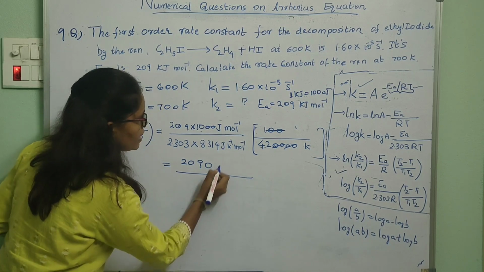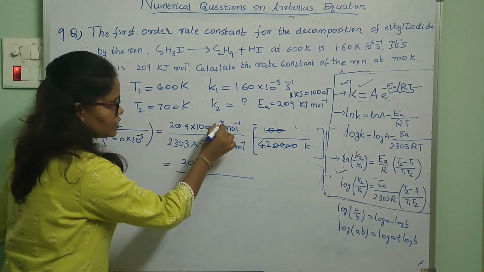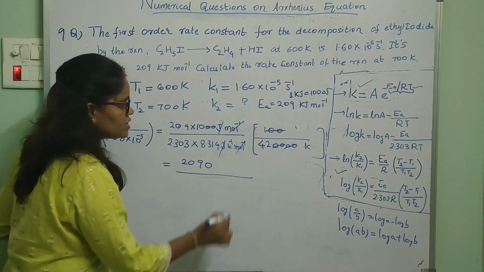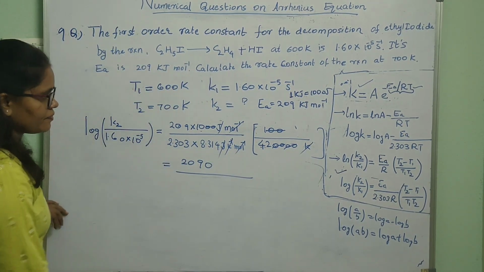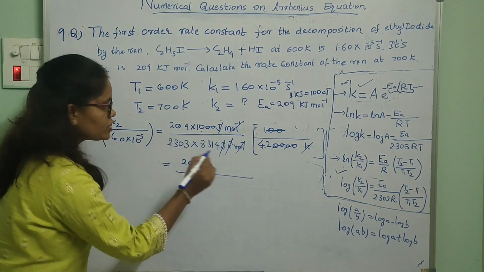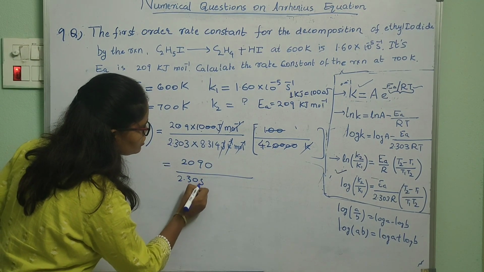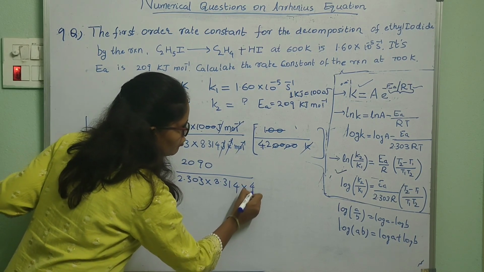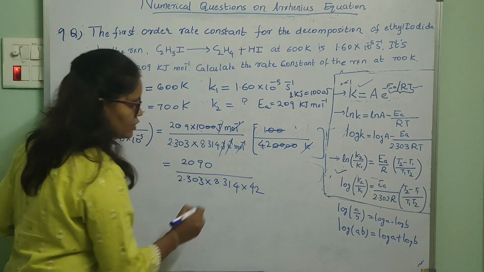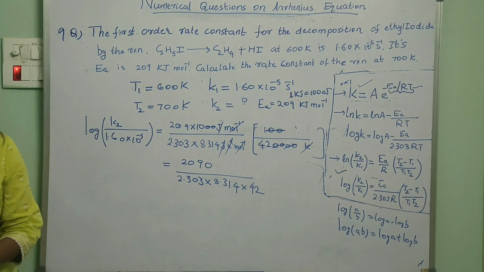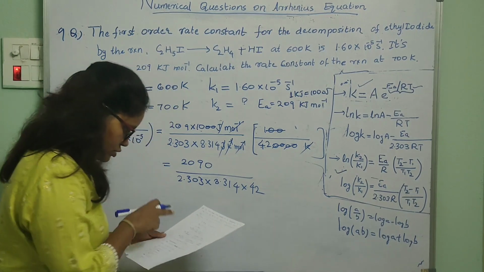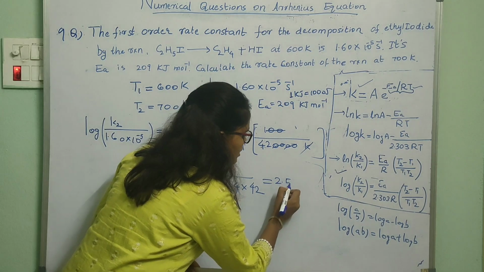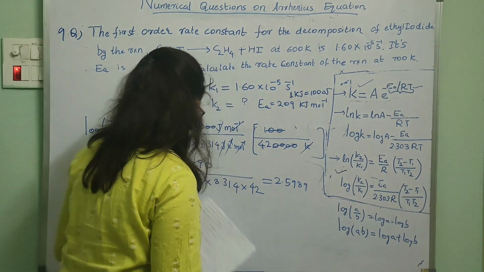So you have 2090 divided by... So let us first cancel the units. Here joule will be cancelled with joule. Mole inverse will be cancelled with mole inverse, Kelvin inverse and Kelvin. So this will be 2090 by 2.303 into 8.314 into 42. So this value comes out to be, I have already solved this, 2.5989. Please check it.